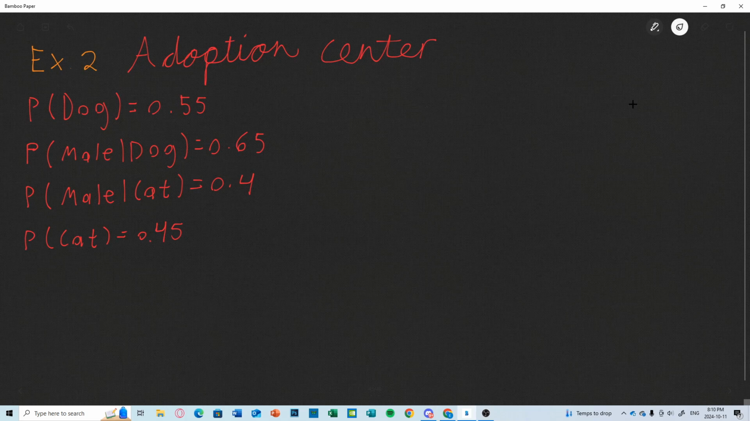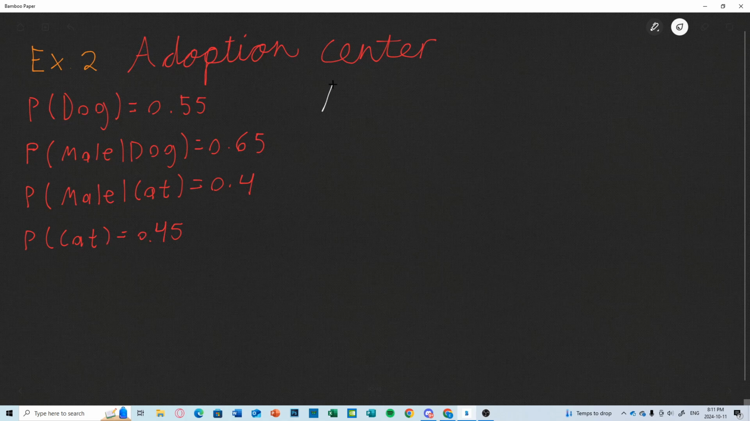Alright, now we're going to do a question using one of the formulas from our Bayes' theorem for an adoption center question, which states that there is a 45% probability that anybody that goes will get a cat, and a 55% probability that it will be a dog, and that the probability of a male given that they chose a dog is 0.65, and the probability that it's a male given that they chose a cat is 0.4. So now what we want to do is try to find our probability of just a male.